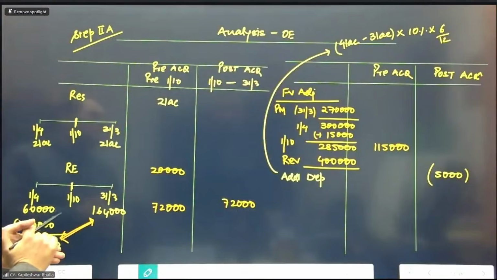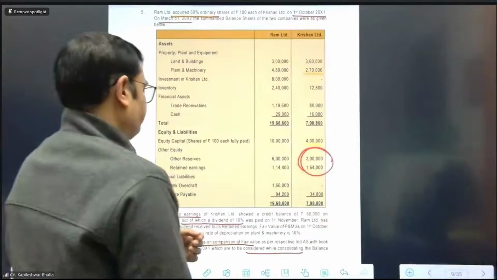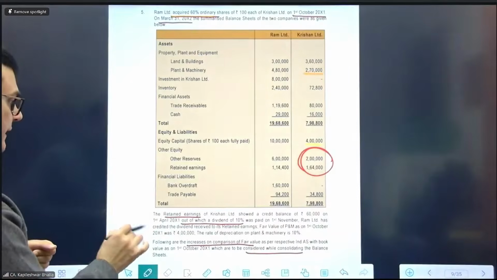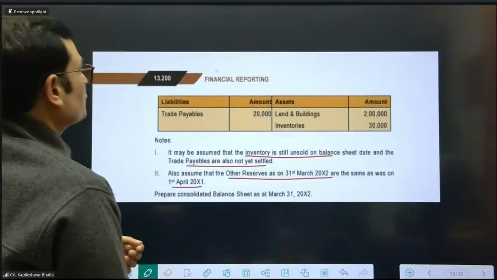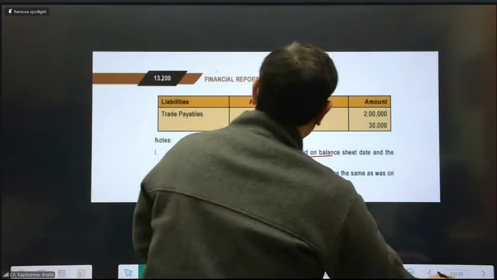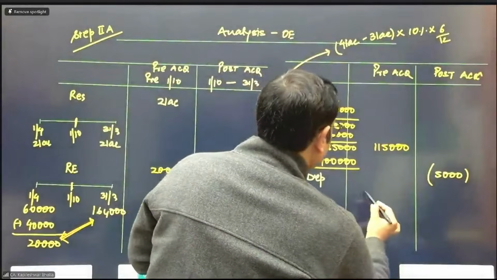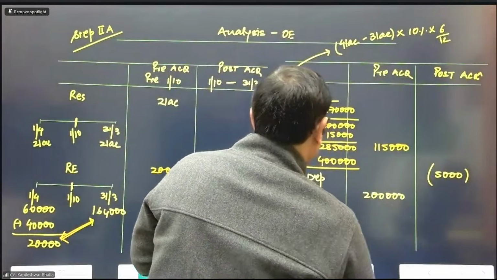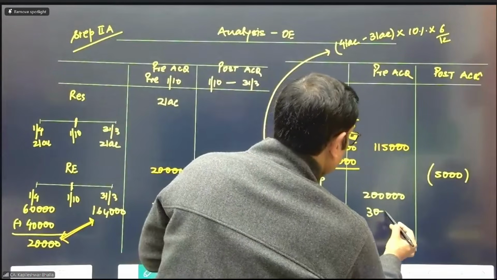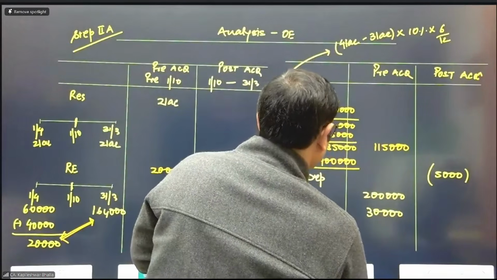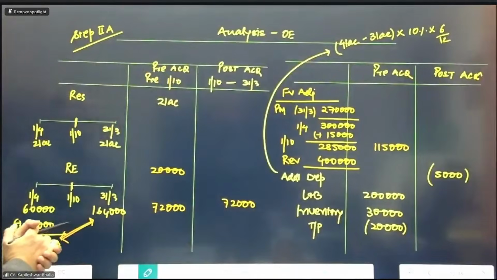Okay, so plant and machinery revaluation is done. Let's pick up the other revaluations as well. Then it says the following increases as compared to the book value are given. Land and building is 2 lakhs, inventory is 30. So land and building increase is 2 lakh, no depreciation rate given. Inventories increased by 30,000. And trade payables increase by 20, that's a loss. Right, I think that's it.